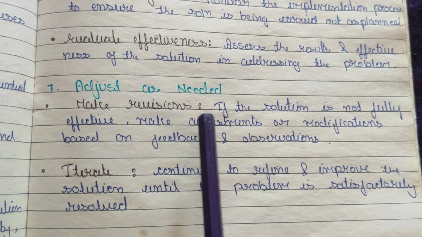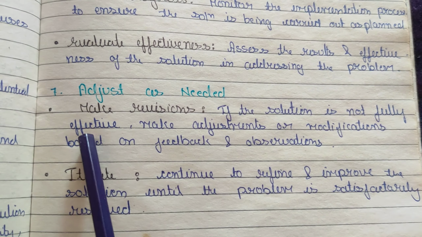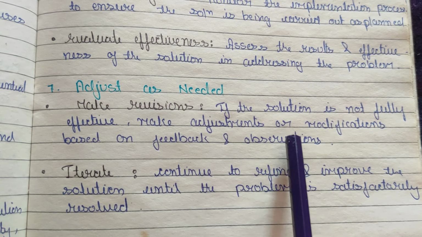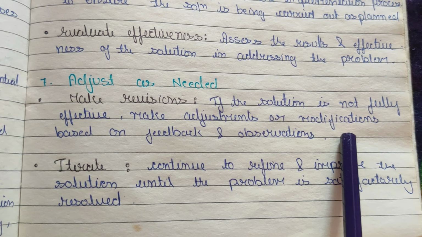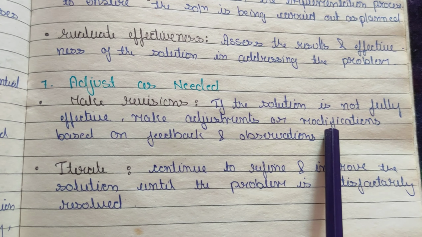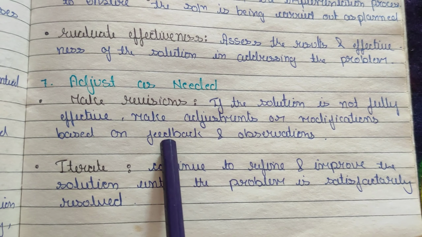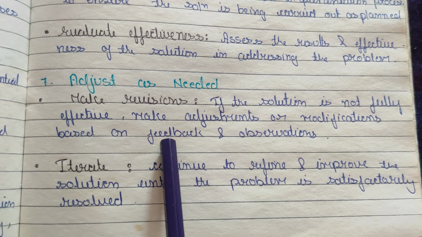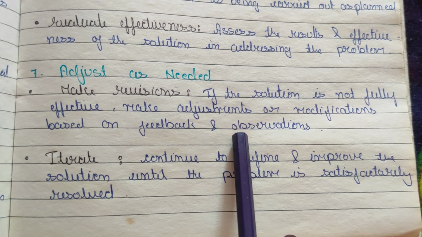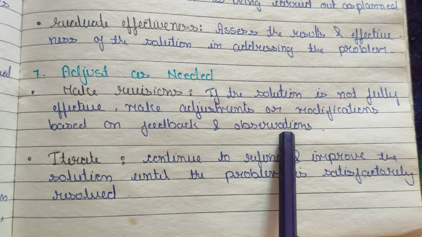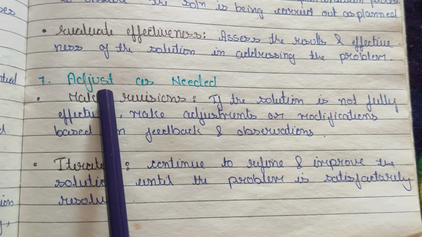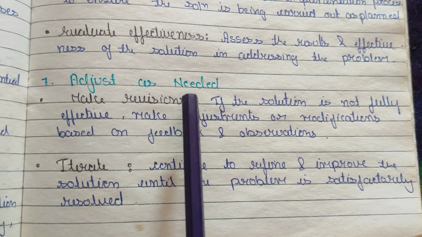Make revisions if the solution is not being fully effective. Make adjustments or modifications. We can make adjustments and modifications in our solution based on feedback, that means based on the feedback we are receiving and our observations. On that basis, we can adjust the solution as per our need.